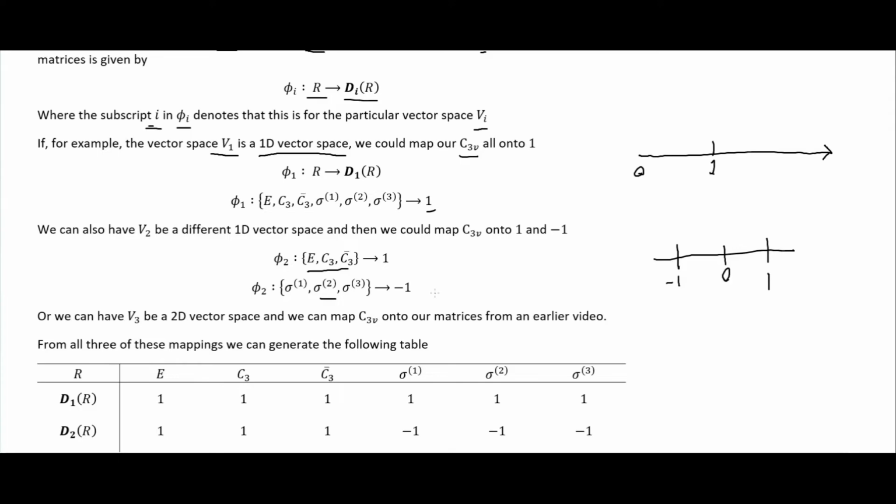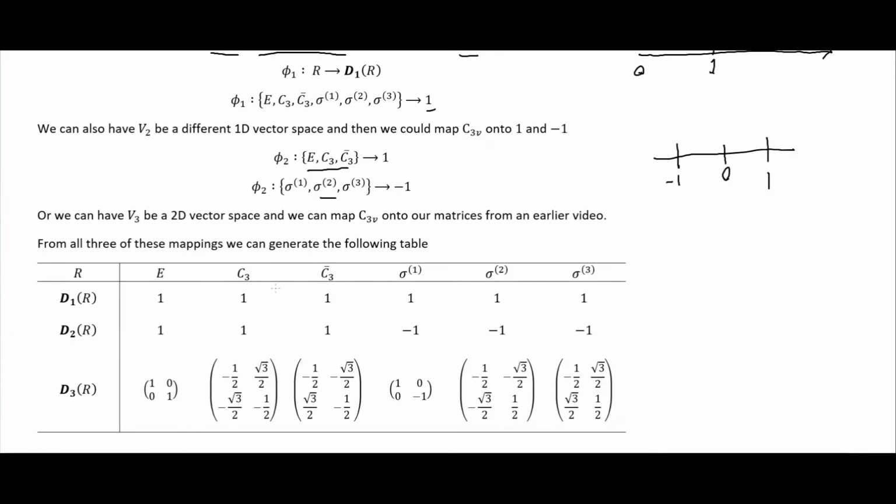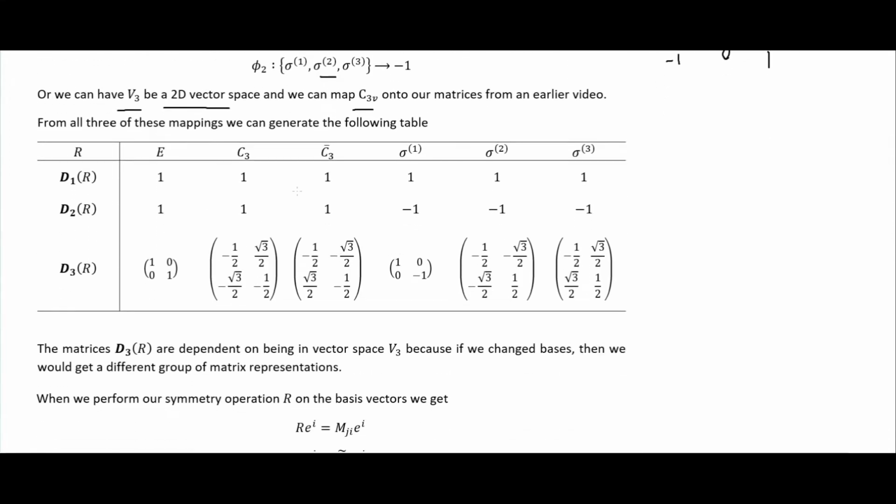And so that gives us a group with just elements 1 and -1, but then we can take our V sub 3 to be a 2D vector space with orthonormal bases and map our C3V onto it, and that gives us the matrices that we saw in an earlier video. And so in this table, we can see we have our group elements there, and these are the things we map them onto when I equals 1.